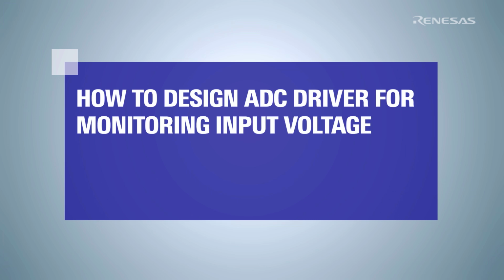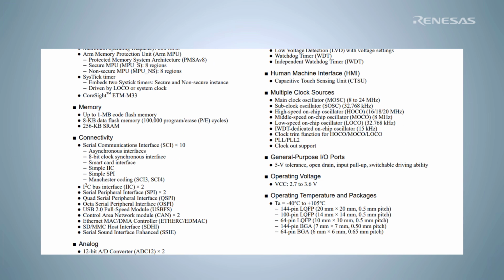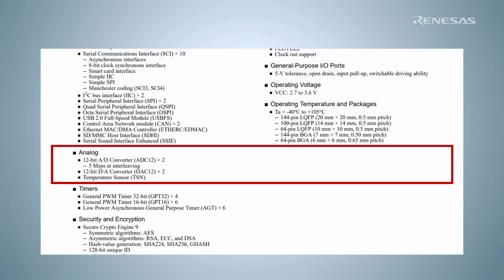In this installment, we are going to look at reading voltage levels through the ADC port of an array-based system. The RA6M4 comes with two ADC units, and each unit comes with multiple 12-bit channels with a sample rate of 5 million samples per second.